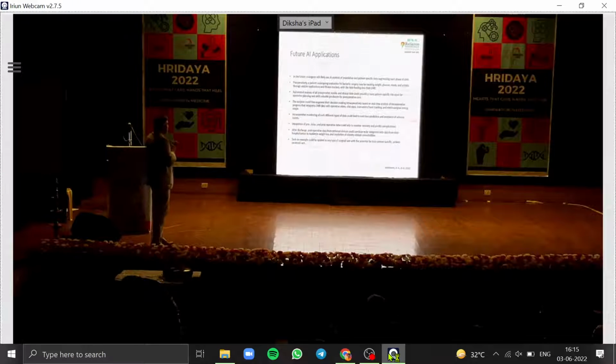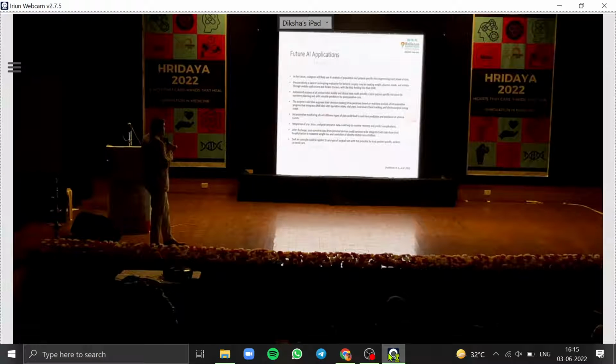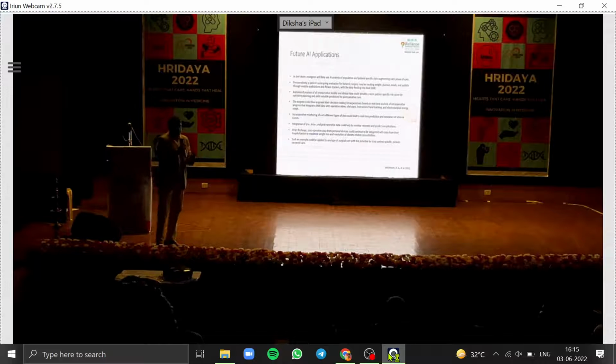Preoperatively, a patient undergoing evaluation for, let's say, pediatric surgery, there might be tracking of his weight, glucose, meals, and activity through mobile applications and fitness trackers, with data feeding in, and automated analysis of all the preoperative mobile and clinical data to provide a patient-specific risk score of which surgery should be planned on that particular patient and which would do best. There are various types of surgery.